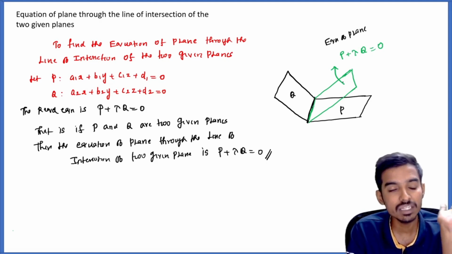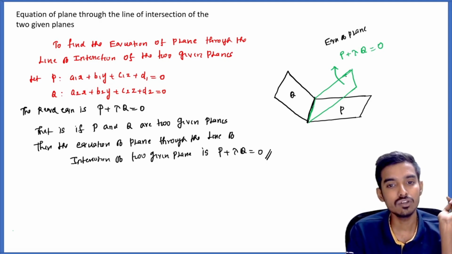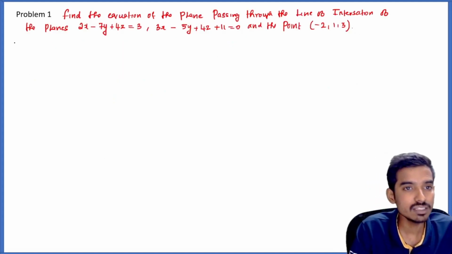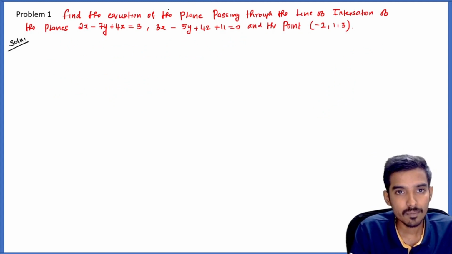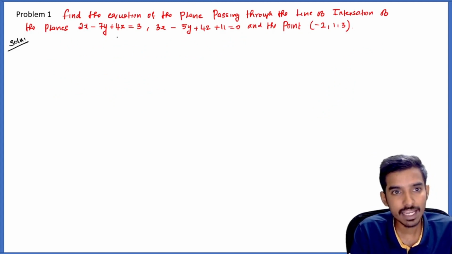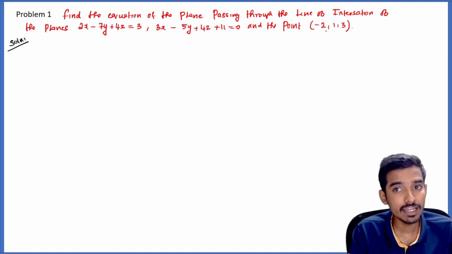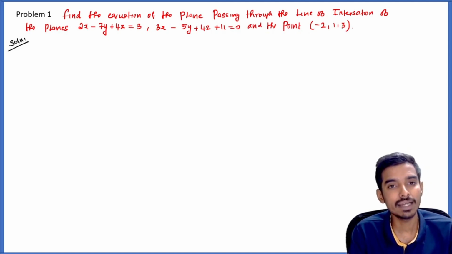So that plane equation is P plus lambda Q is equal to 0, right? So now we'll move on to problems. The first problem is: find the equation of the plane through the line of intersection of these two planes. And they have said that this plane is passing through the point minus 2, 1, 3.